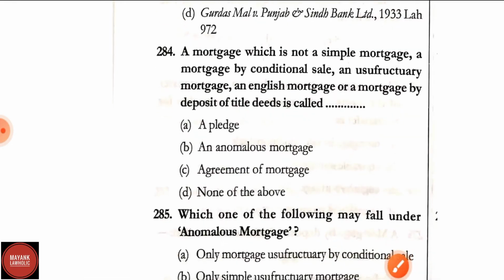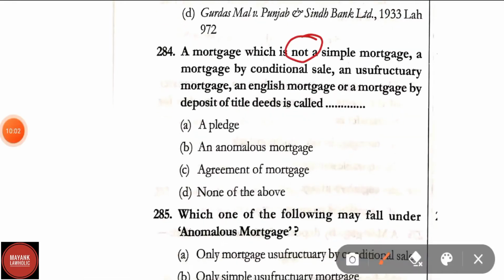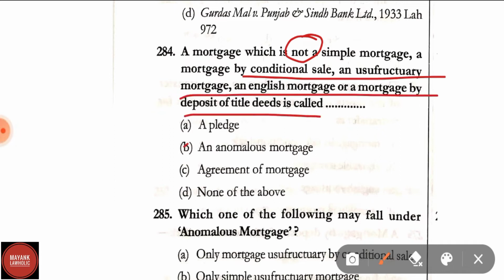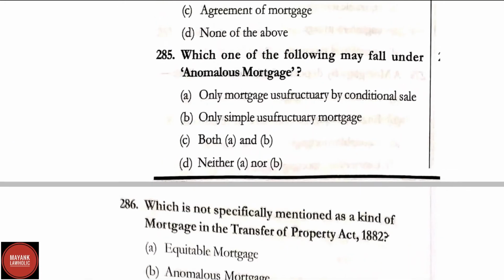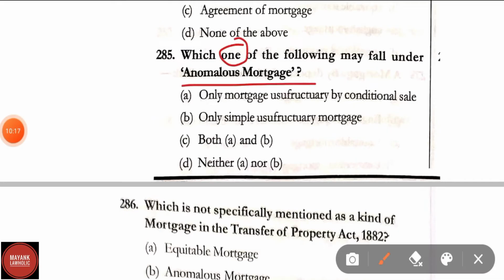Question number 284. A mortgage which is not a simple mortgage, a mortgage by conditional sale, a usufructuary mortgage, an English mortgage or a mortgage by deposit of title deeds is called an anomalous mortgage. Question number 285. Which one of the following may fall under anomalous mortgage?